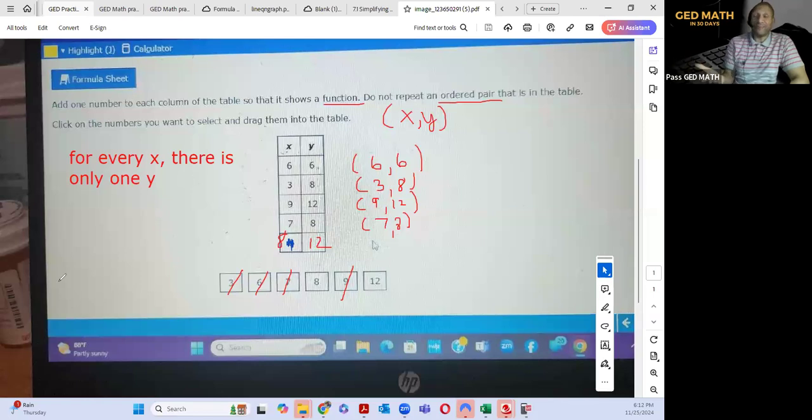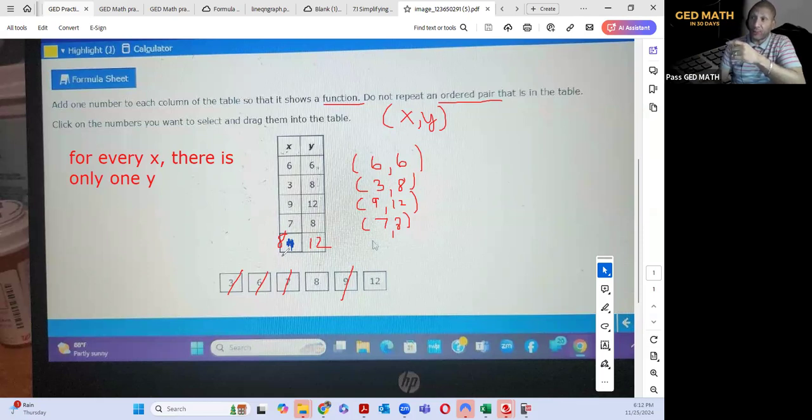Now, in some cases if your x does repeat, it would be the same thing. So if you had 6, 6, then that's the same point. X's are not repeating. For every x, there's still only one y. But the important thing is you can't repeat in an ordered pair. So that's how you know that value for x can't be a previous value of x. So it can't be 6, can't be 3, can't be 9, can't be 7.